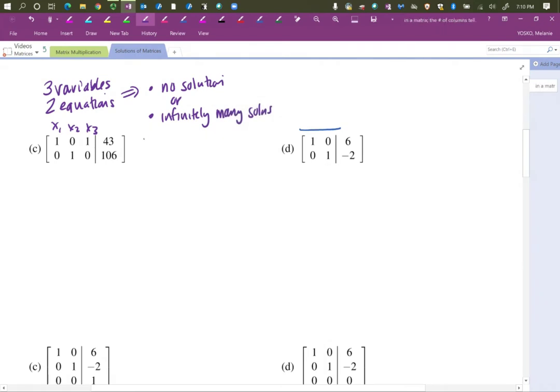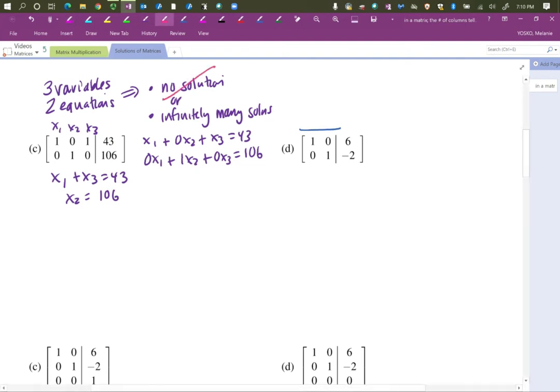Okay, so then we read this off. x sub 1 plus 0x sub 2 plus x sub 3 equals 43. So in other words, x sub 1 plus x sub 3 is equal to 43. And then 0x sub 1 plus 1x sub 2 plus 0x sub 3 is 106. So that one says x sub 2 is 106. Okay, so no solution is actually the easiest, right? A row of zeros equal to a number. So we don't have that case. So that means our answer is going to be infinitely many solutions.